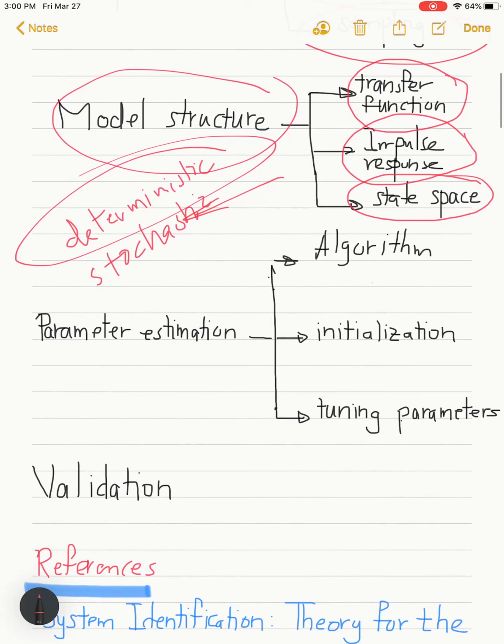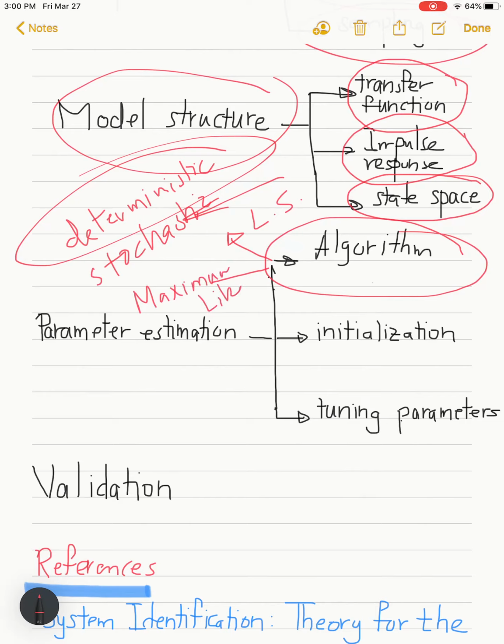The parameter estimation then follows that. We have to decide which algorithm to select to calculate the unknown parameters of a system, say. And there are two main algorithms that people usually use: the least squares algorithm and the maximum likelihood algorithm. We will talk mainly about the least squares, but we will mention briefly the maximum likelihood.